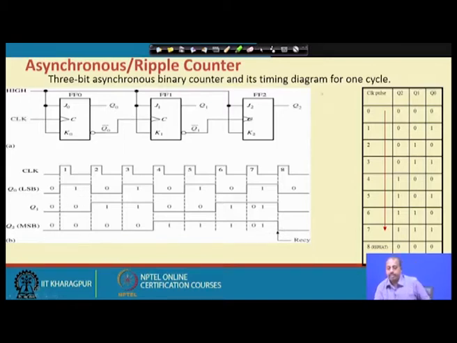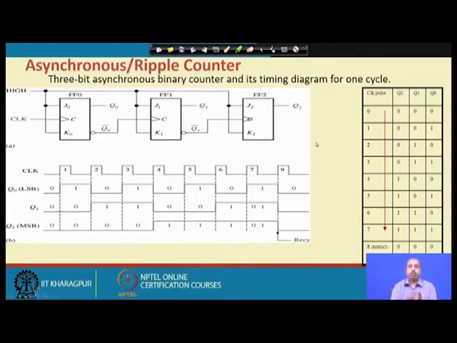So, if we look into the behavior of this counter, we start with 0 0 0, then at successive clock pulses, at clock pulse 1 the count value will be 0 0 1, at clock pulse 2 it is 0 1 0, clock pulse 3 it is 0 1 1. It will go like this till it comes to step 8 where it is 0 0 0, and now it goes on like that. So, it is a 3-bit asynchronous binary counter. We have got the timing diagram for one cycle, that is for 0 to 8, since it is a 3-bit counter. After 7 it will overflow and come back to 0, and now this sequence will keep repeating.